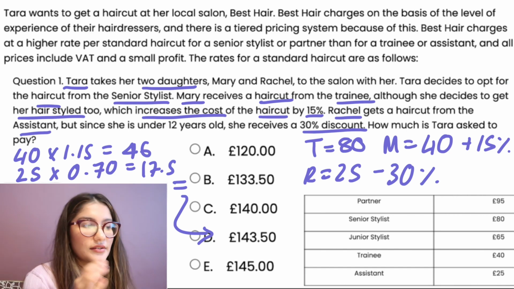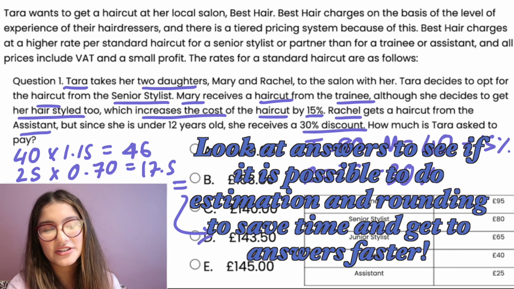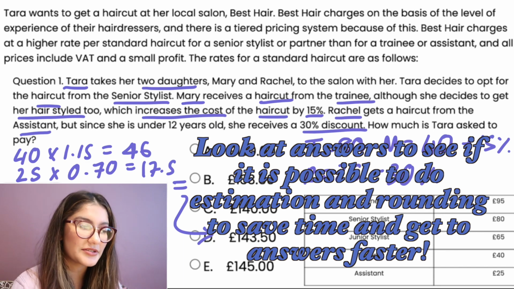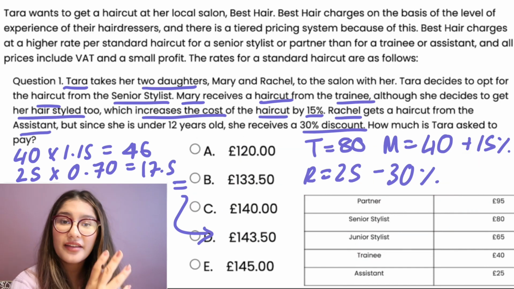So the answer, let's see where that is, £143.50. The answers are also very close together, so is it worth doing estimation and rounding? No, because you won't be able to find the answer within the right range just by estimation. But yeah, that wasn't too bad.